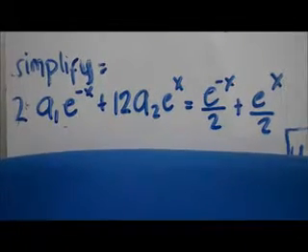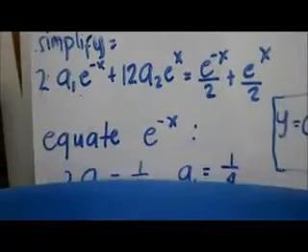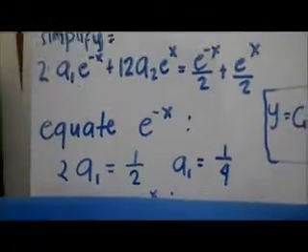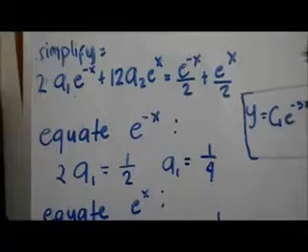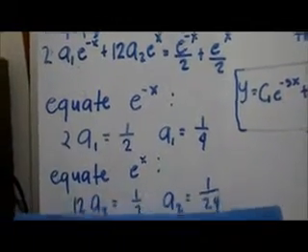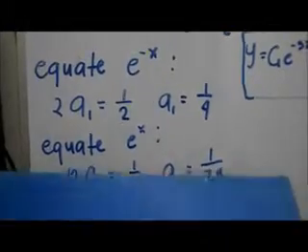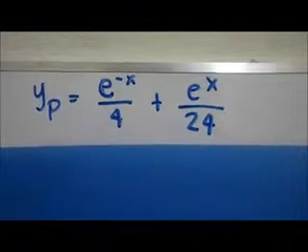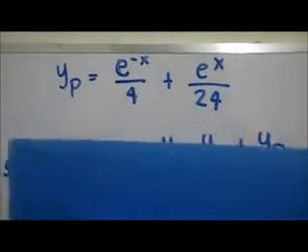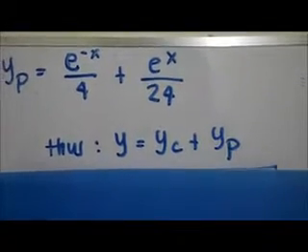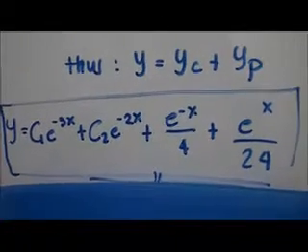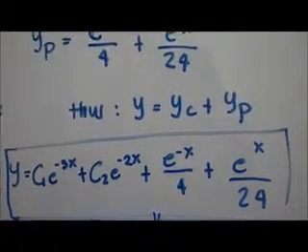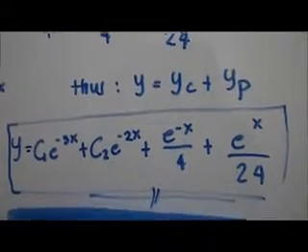In order to get the unknowns, which are a1 and a2, we need to equate the coefficients of e to negative x on both sides of the equation. Thus, we will get a1 is equal to 1/4. Then we need to equate the coefficients of e to the x on both sides of the equation, and we will get a2 is equal to 1 over 24. Then yp is equal to e to negative x over 4 plus e to the x over 24. Thus, the general solution, which is y is equal to yc plus yp, y is equal to c1 e to negative 3x plus c2 e to negative 2x plus e to negative x over 4 plus e to the x over 24, is the final answer of the given equation.